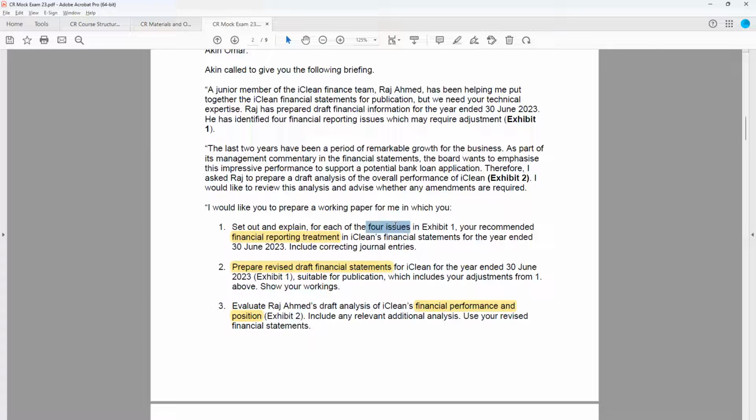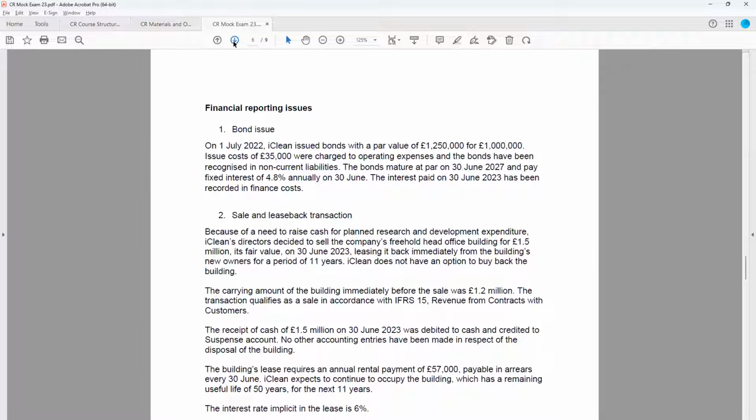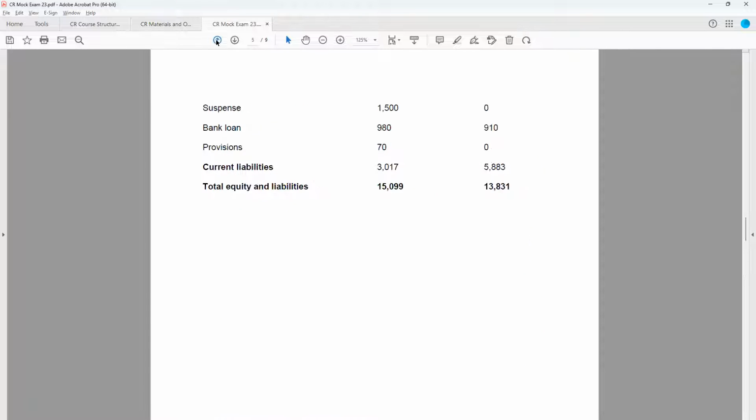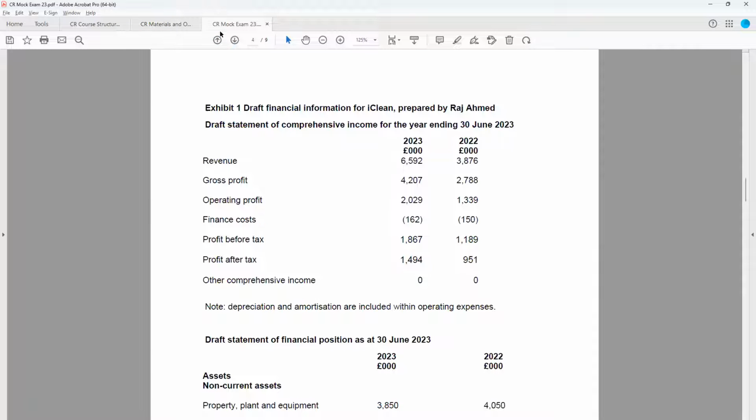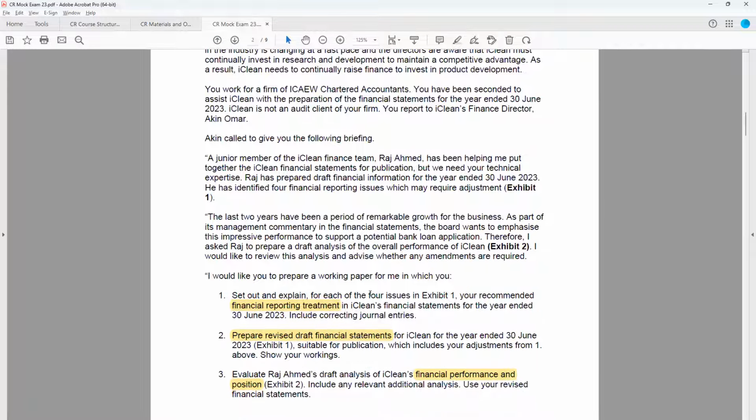But you can see you've got the 4 issues here. We need to explain the FR treatment, but we also need to redraft the financial statements. So it makes sense that as we explain the FR treatment for the bond, the relevant part of the standard, obviously IFRS 9, apply it to the scenario, calculate the numbers and the journals if we need to, but then immediately after, overlay those numbers to the draft financial statement. So have an adjustment column, and overlay those to the draft financial statement. That's a good example of answering multiple parts of the question at the same time.